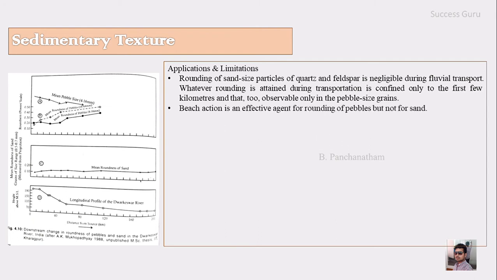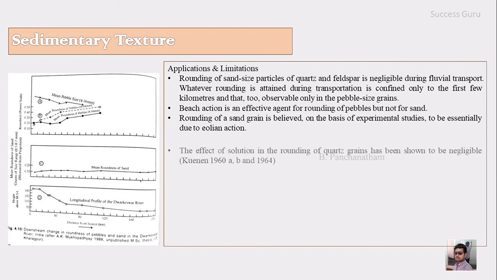Beach action is an effective agent for rounding of pebbles but not for sand. So if you are handling pebble-size grains and you see well-rounded ones, that could be due to the beach. But if you are handling sand-size particles, you cannot say that directly. The rounding of sand-size grains is believed, on the basis of experimental studies, to be due to aeolian action. So whatever roundness is in a sand size could be mostly due to aeolian action. That indicates directly that rounded sand-size sediments have been deposited by aeolian action.